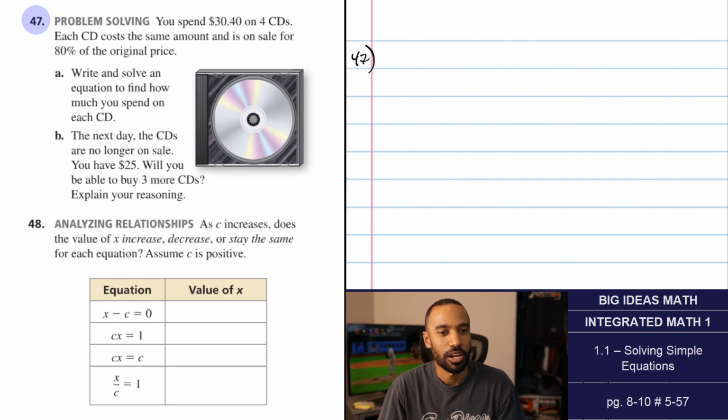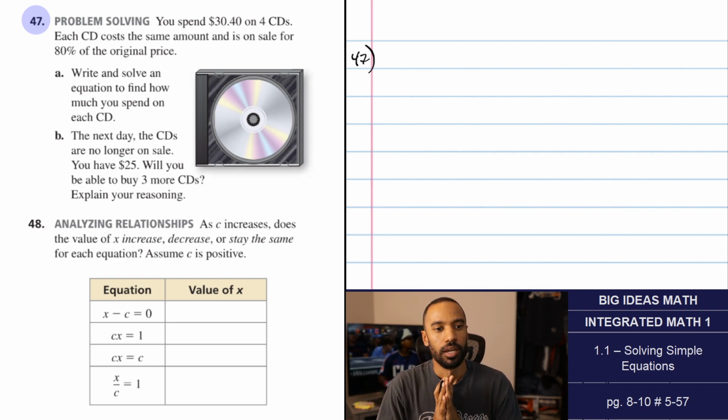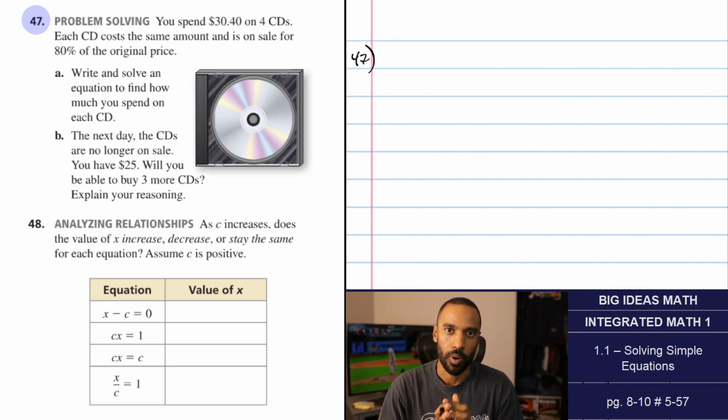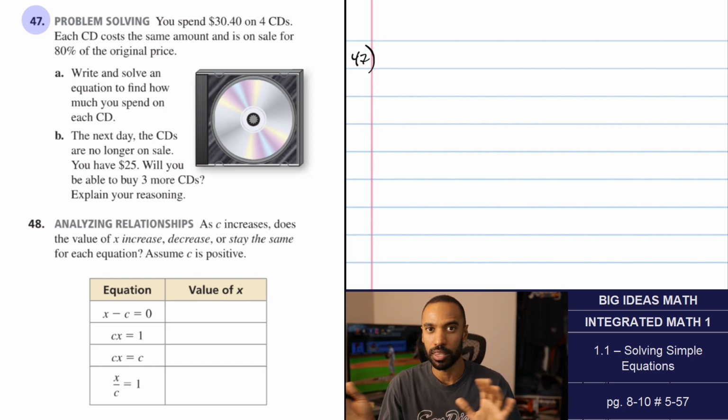All right, you spend $30.40 on 4 CDs. Each CD costs the same amount and is on sale for 80% of the original price. Ooh, okay. Write and solve an equation to find how much you spend on each CD. So, the 80% of the original price is not anything to do with what you spent. Yes, you bought them on sale. But the 80% thing is not factoring into what you spent on each CD.